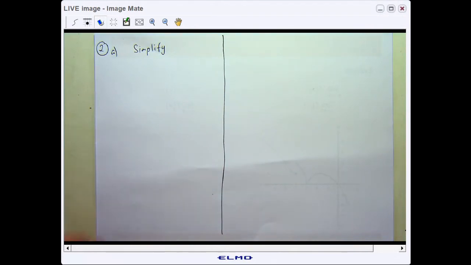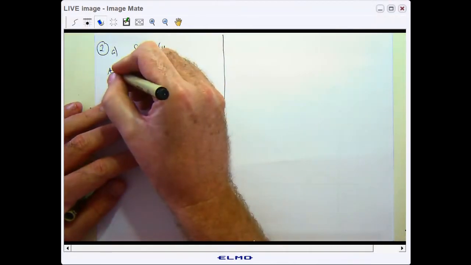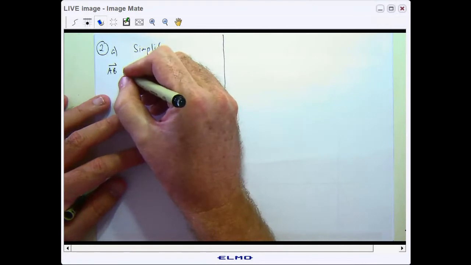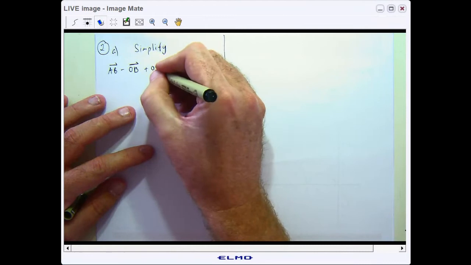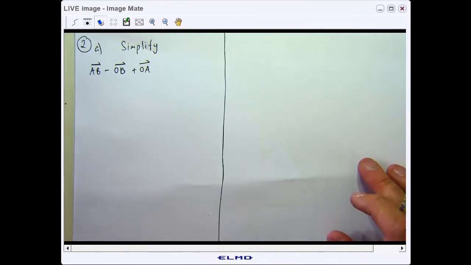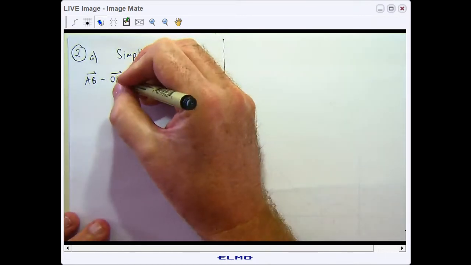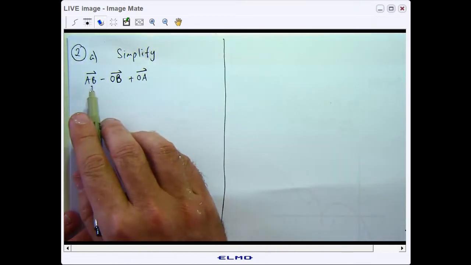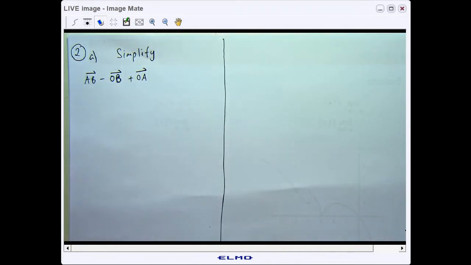Here we've got these vectors. So you've got 3 vectors. I might just zoom in a bit. Hopefully that's easier to see. So you've got the vector from A to B, the vector from the origin to B, and the vector from the origin to A. And so the question is, how can we simplify that?